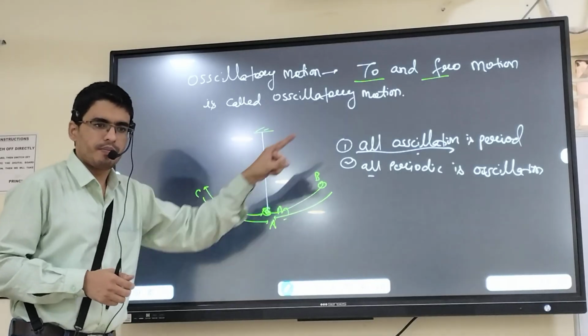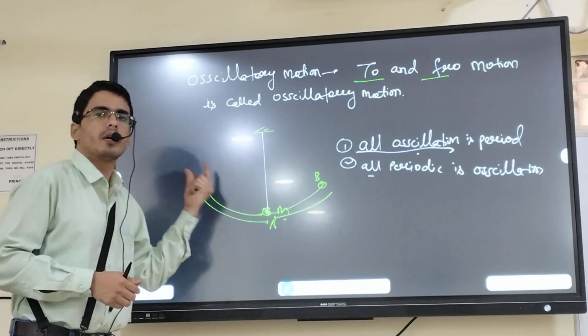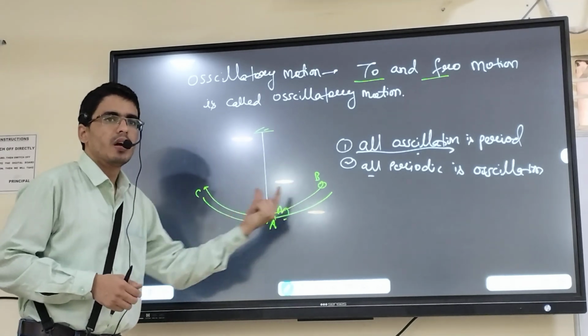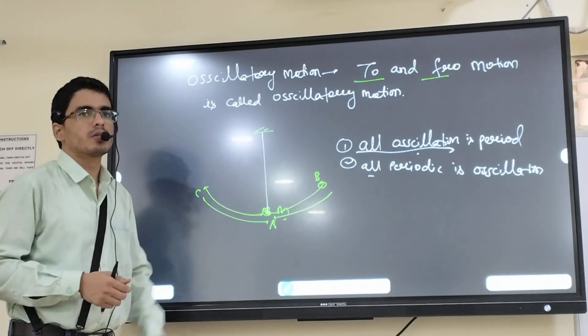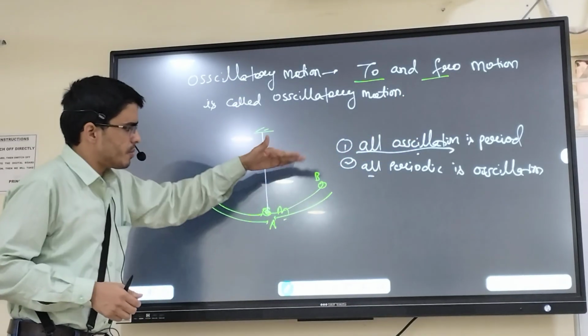That simple pendulum will repeat itself after 2 seconds. Every 2 seconds it will repeat, so the time period is also fixed here. So that is periodic, but that is oscillation also. It means all oscillation is periodic. That's correct. All oscillation is periodic.